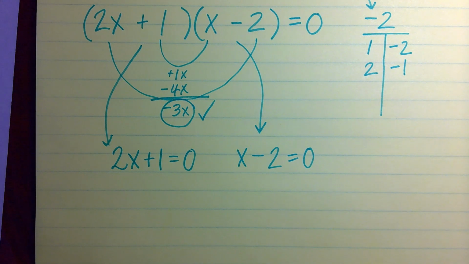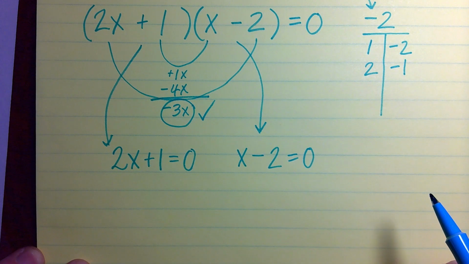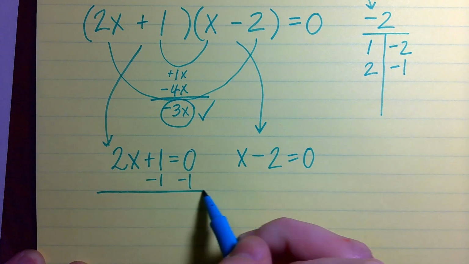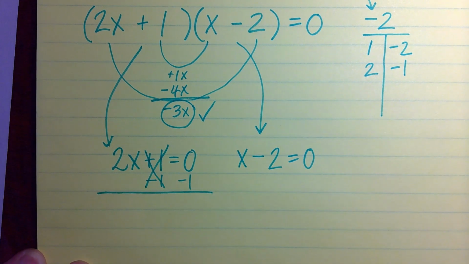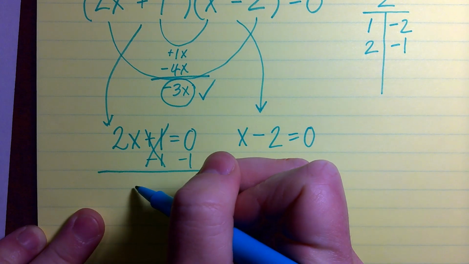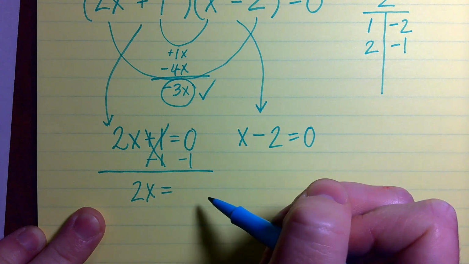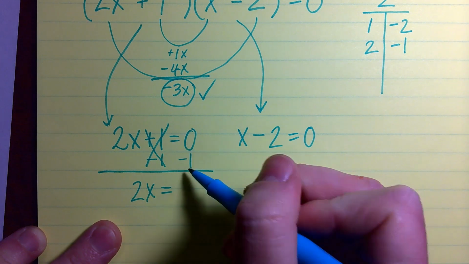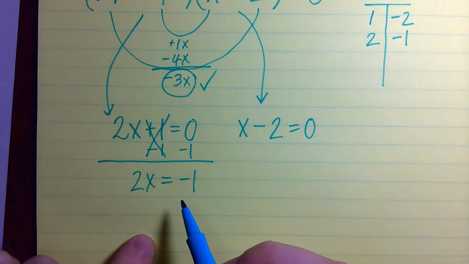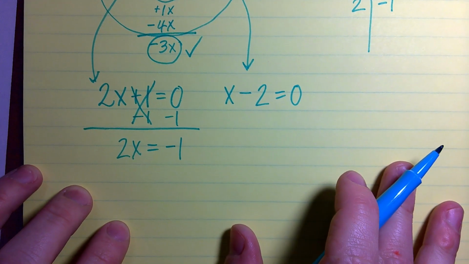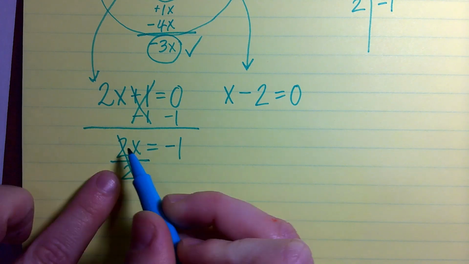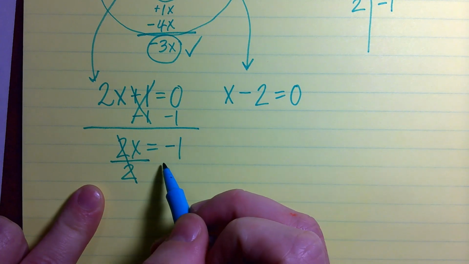So what should I do on my first equation? Subtract 1 from both sides first. And what happens here? 2x equals 0 minus 1, so 2x equals -1. That's all right. Then what? Divide by 2 to get x by itself. We want those 2's to cancel.